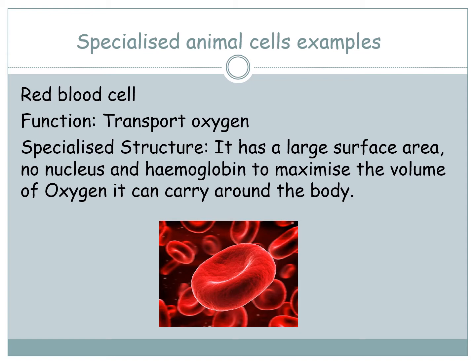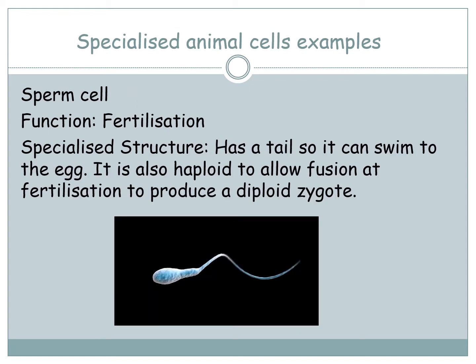If you picked a sperm cell, its function is fertilisation, and its specialised structure is that it has a tail so it can swim to the egg, and it is also haploid so that it is allowed to fuse at fertilisation to produce a diploid cycle. So if you managed to answer that correctly, well done. If you struggle to get the answers, then you need to go back and watch the previous videos.